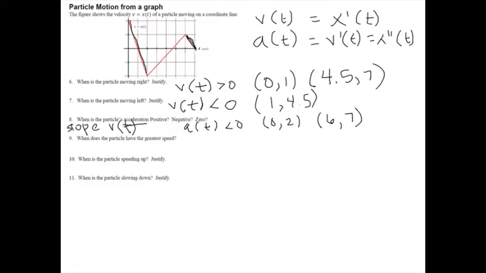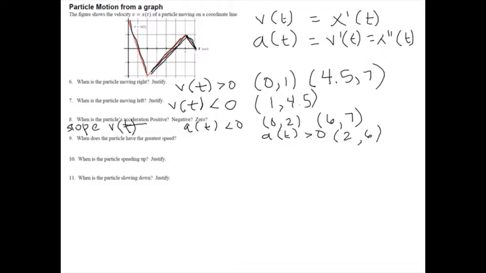Negative slope. When we talk about positive slope, this is the piece we're looking at. This is where the acceleration is positive, from 2 to 6. And let's see. I don't think it's 0 anywhere. Yeah, we don't have any 0 slope anywhere.